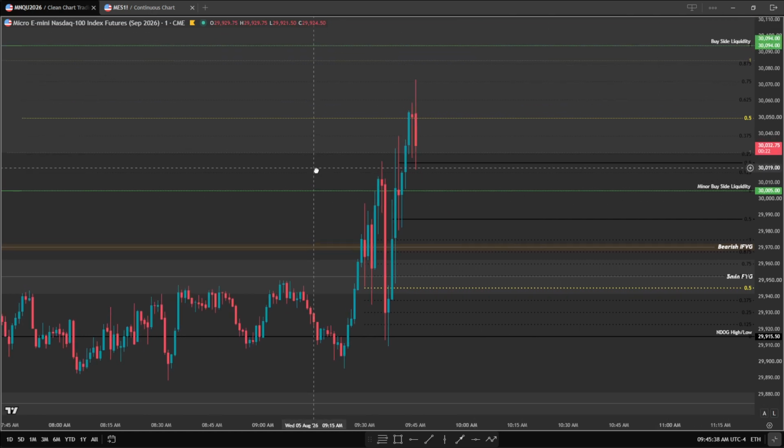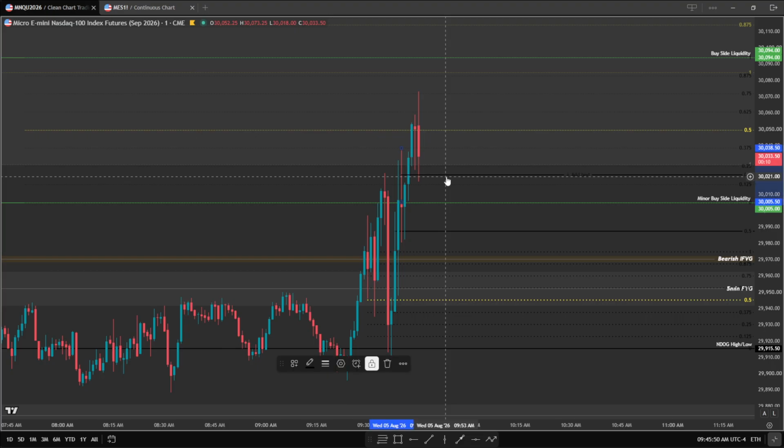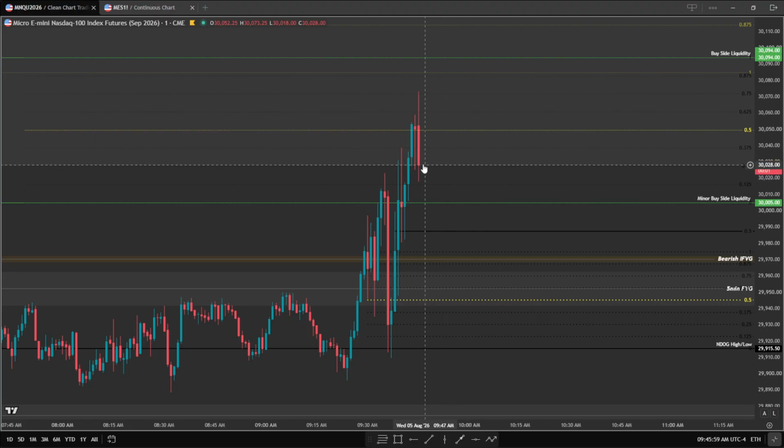I like that it respected that octant, and then we swept this high. This would be an inversion fair value gap. But this seems weak. It seems very weak.